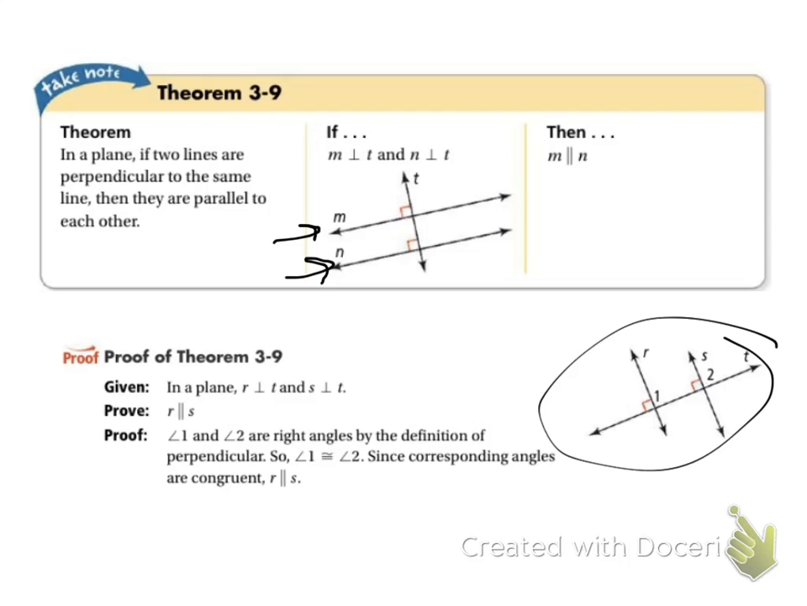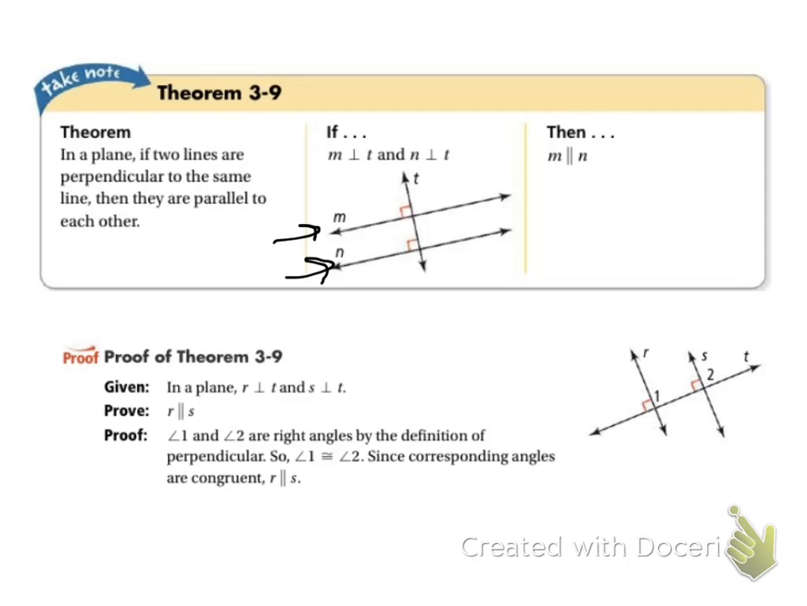So if I look at my picture here, I'm given that R is perpendicular to T and S is perpendicular to T. And I'm trying to prove that they're parallel. Well, if I look at this angle and this angle on the other side, if this guy is 90, then this guy is also 90 because they add up to 180. And same thing, if this guy is 90, then this guy is also 90.